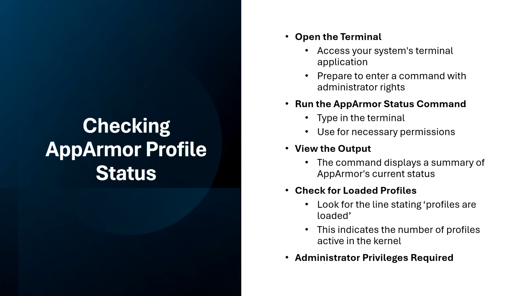To check AppArmor's profile status, you need to open your terminal and run the AppArmor status command. Type it in the terminal: sudo aa-status. Review the output for the number of loaded profiles. Ensure that you use administrator privileges for access. You need to use sudo. If you don't use sudo, you're not going to gain access. It requires that extra security to ensure that not just anyone is accessing this information. It's required.